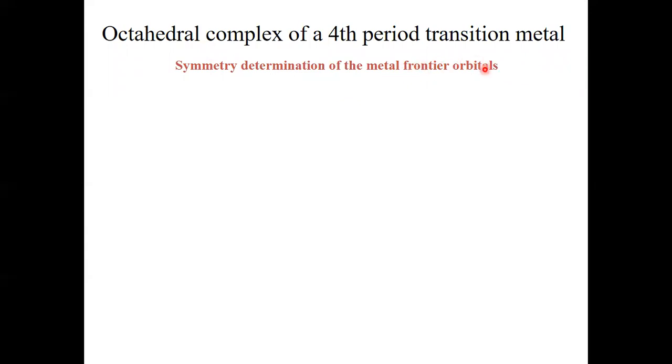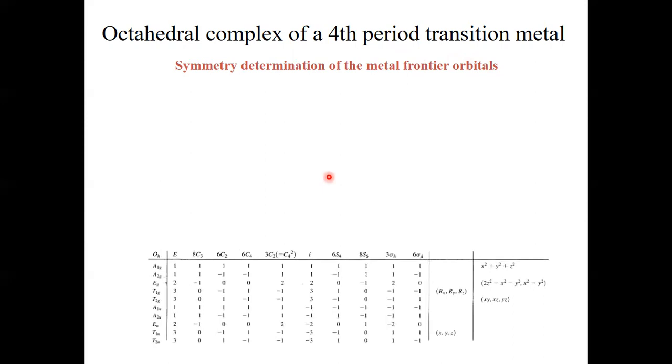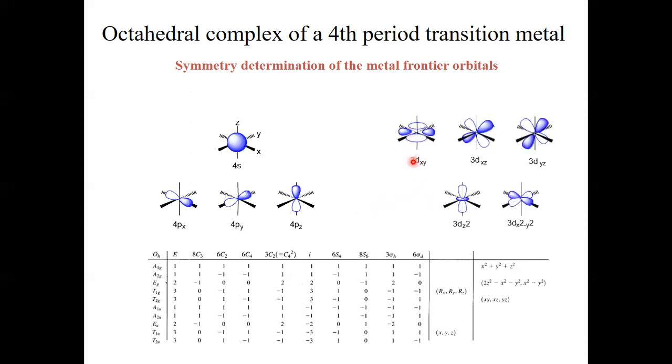If we want to determine the symmetry, we first need to be clear what the metal frontier orbitals actually are. So if we have a fourth period transition metal, then the valence orbitals are the 3d orbitals as well as the 4s as well as the 4p. Okay, so we have the 4s. In addition, we have the three 4p. And in addition to that, we have our five 3d orbitals. Now, for all of them, we need to determine the symmetry type. How do we do this? We can simply look at the respective character table and see where the orbitals appear.